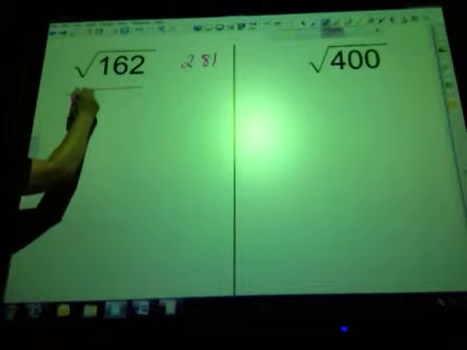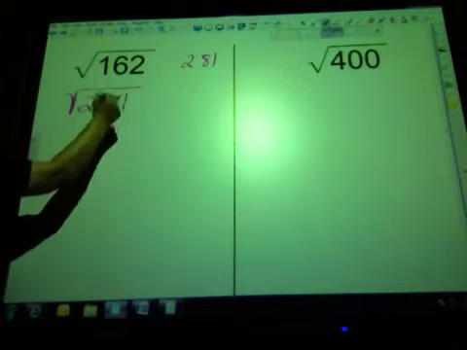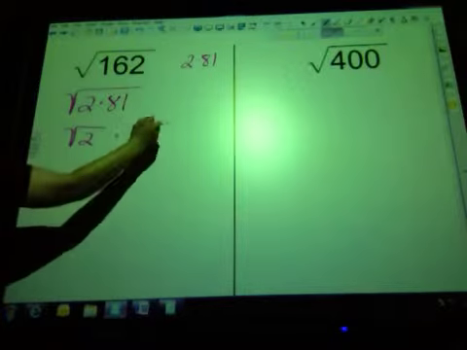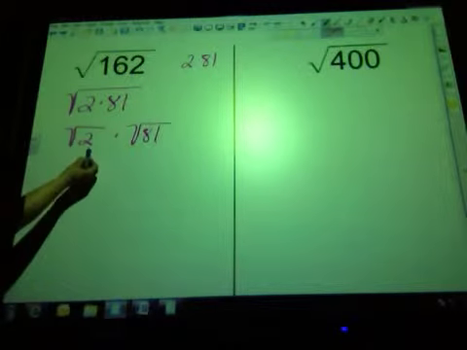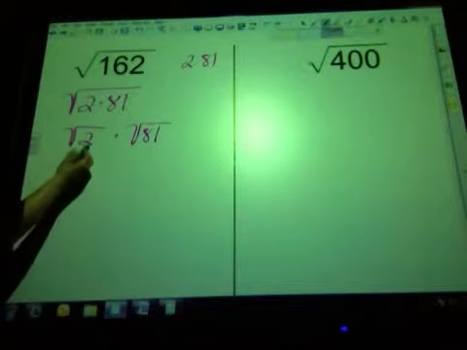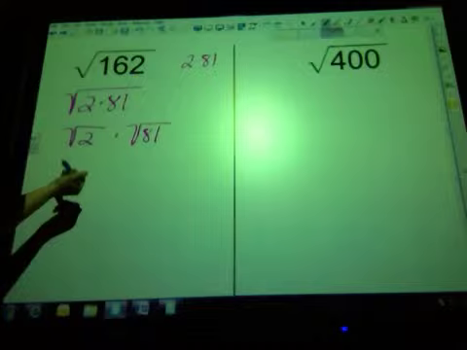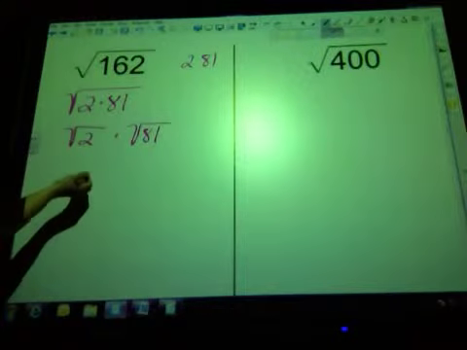I'm going to break this apart into 2 times the square root of 81. Then I'm going to do square root of 2 times square root of 81. I can't break square root of 2 down anymore because 2 is a prime number. Nothing goes into it. Nothing multiplies by itself to give you 2.